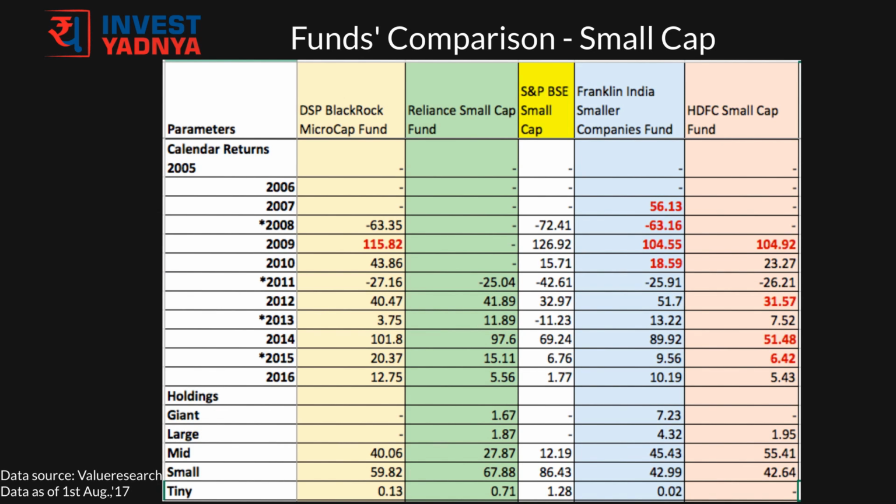As you know, recent good performance of a fund lifts its 3, 5, 7 and 10-year trailing returns. So it is very important to look at the calendar returns of all the funds. So let's move on and look at the calendar returns of all these 4 funds.